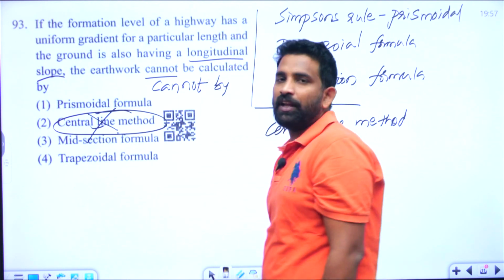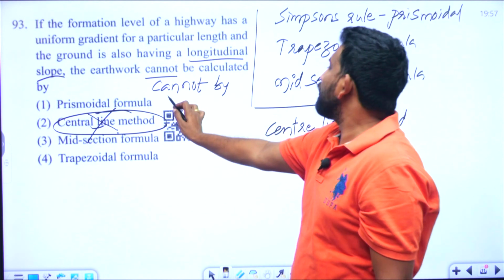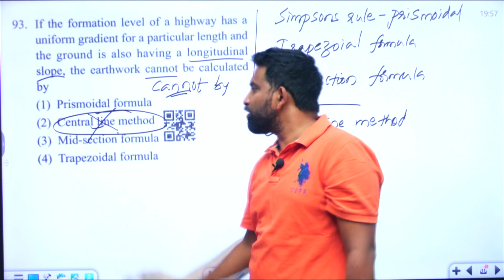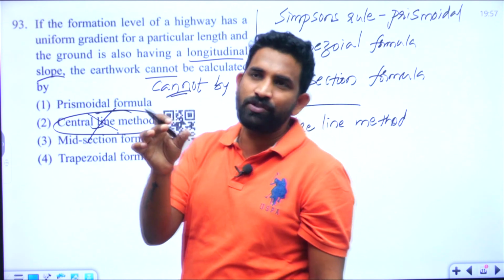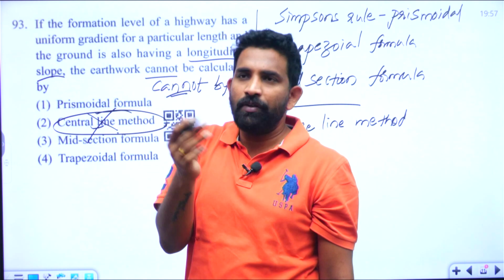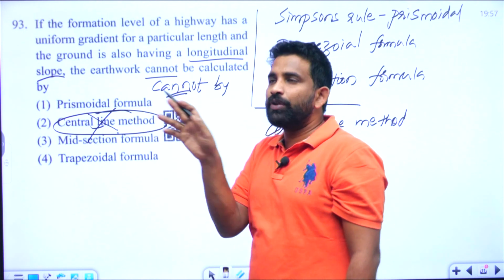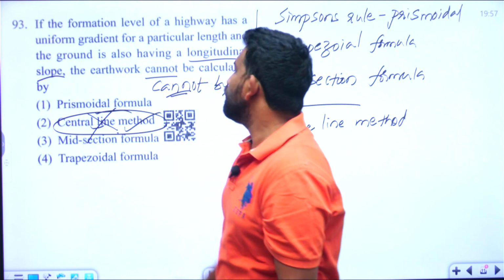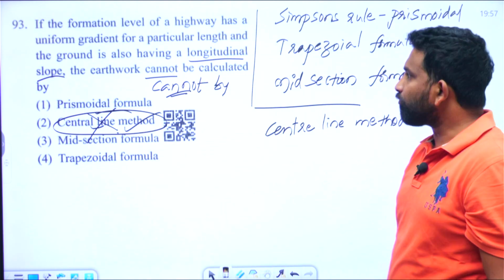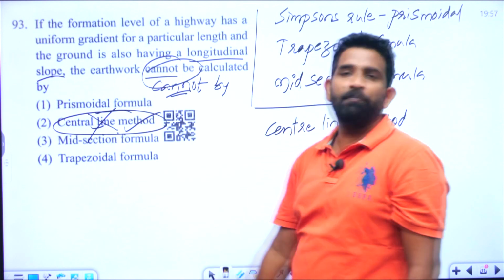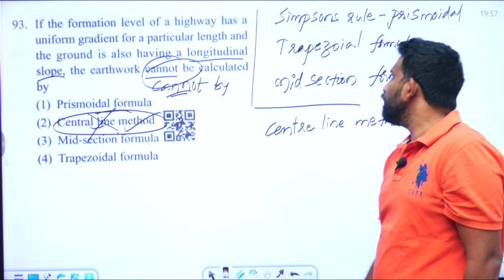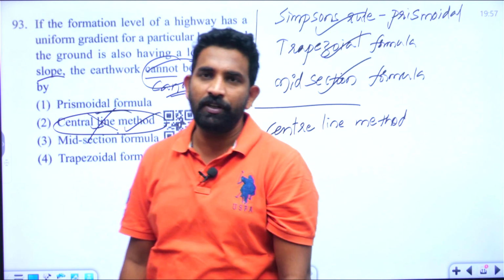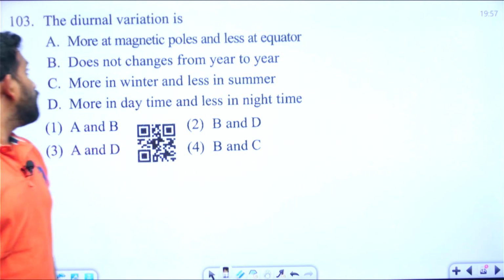So this is not the correct way to find out the slope. That means it cannot be calculated by the center line method, because in the center line method we are only able to calculate regular areas, not the sloped areas. So the correct option for this kind of question is the center line method, because you can see here it is 'cannot be', not 'can be'. All these rules we have used in the calculation of areas and volumes. Now see the next question.